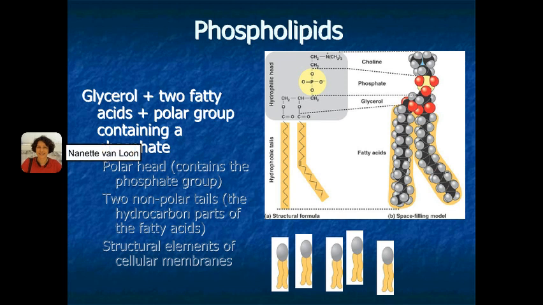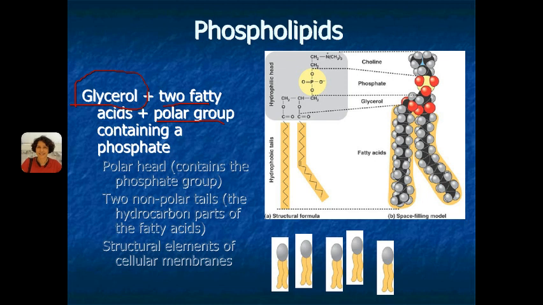The phospholipids are another category of the lipids, and they also have a glycerol molecule like the neutral fats, but instead of 3 fatty acids attached to the glycerol in the case of the phospholipids, we have 2 fatty acids attached to the glycerol molecule and one polar group that has a phosphate functional group.